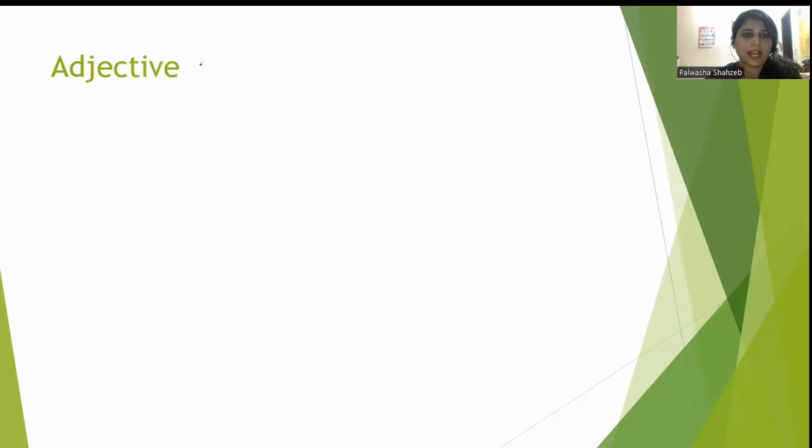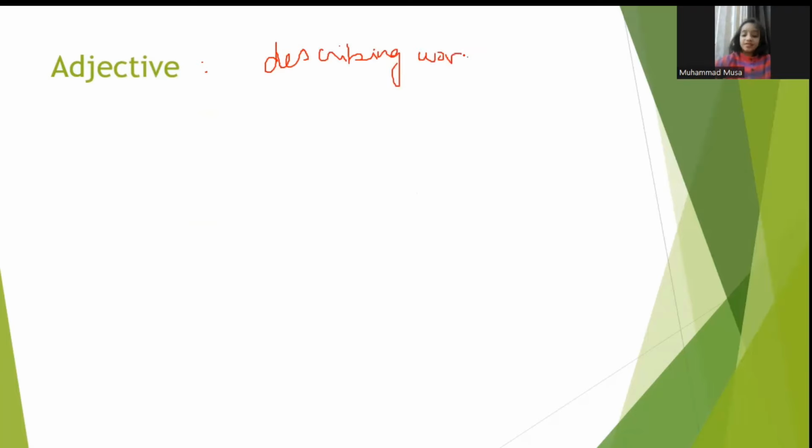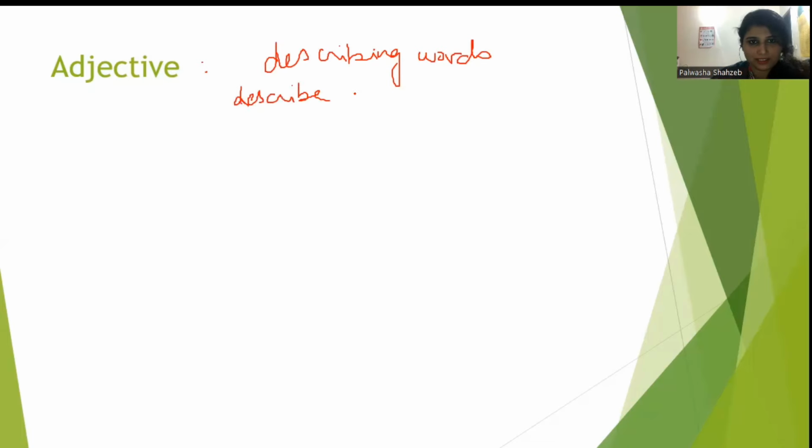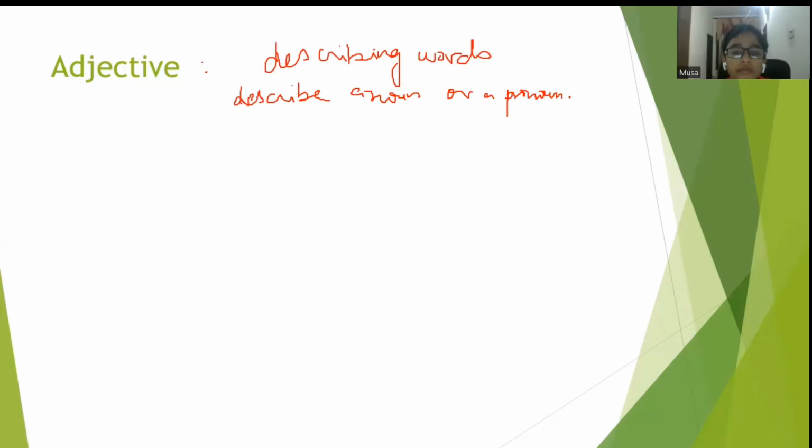Okay, now talking about the adjectives. What are adjectives? Adjectives are describing words. Very good. It can be qualities, any color, location, beauty, appearance. It can describe short, tall, small, big. It can describe a noun or a pronoun.